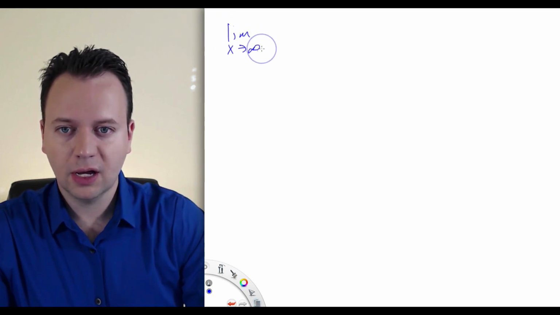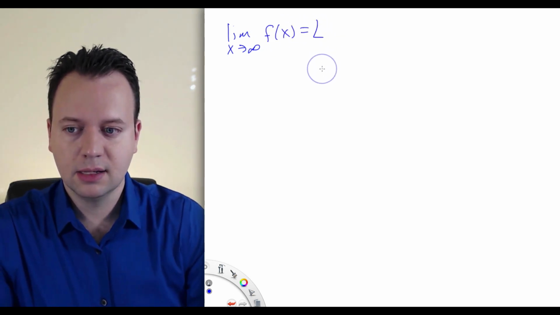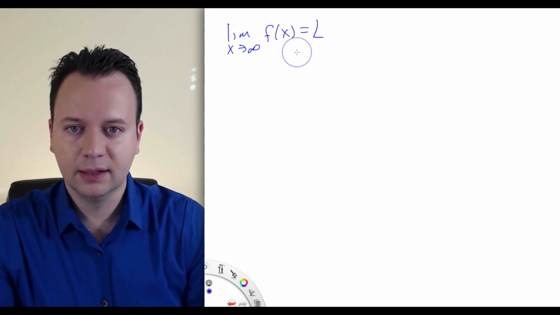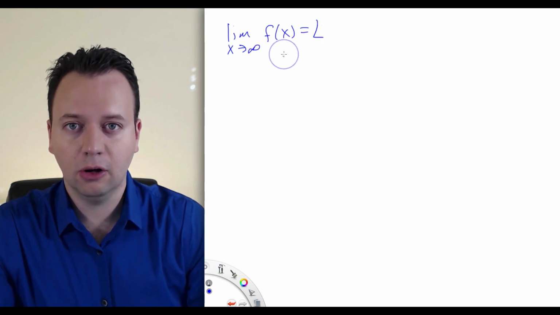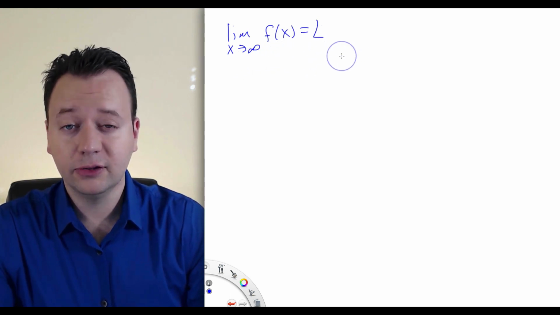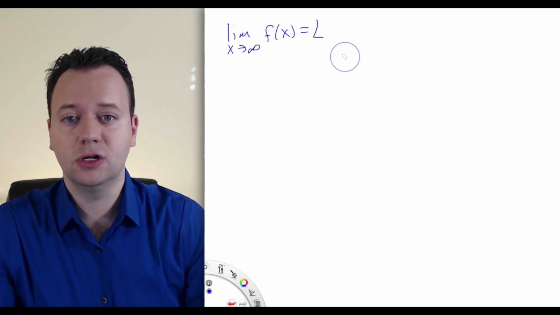So, we previously saw that the limit as x approaches infinity of f of x is equal to L if the outputs of f of x are becoming arbitrarily close to L as the inputs get larger and larger. So next we'll state the rigorous definition of this statement.